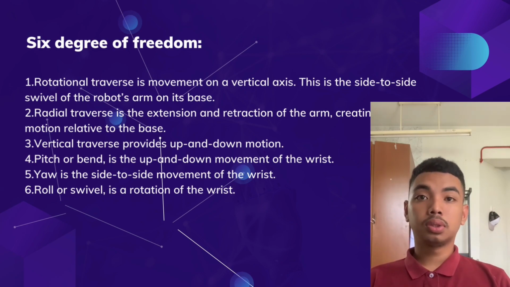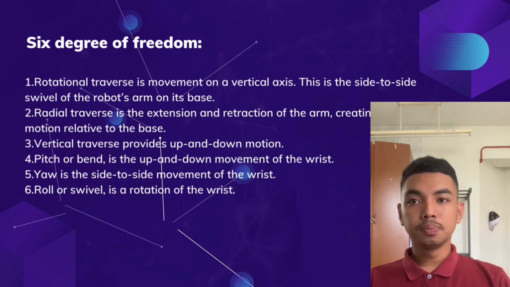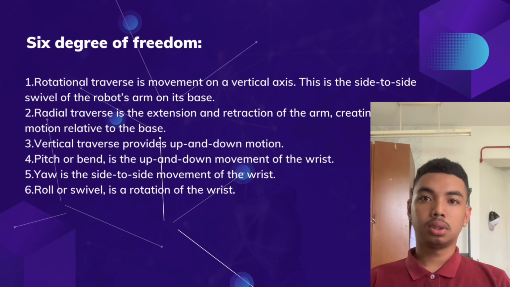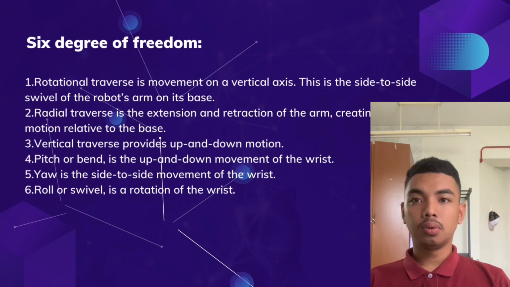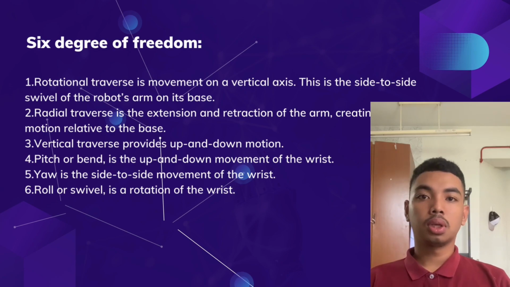Vertical traverse provides up and down motion. Pitch or bend is the up and down movement of the wrist. Yaw is the side-to-side movement of the wrist. Roll and swivel is a rotation of the wrist.